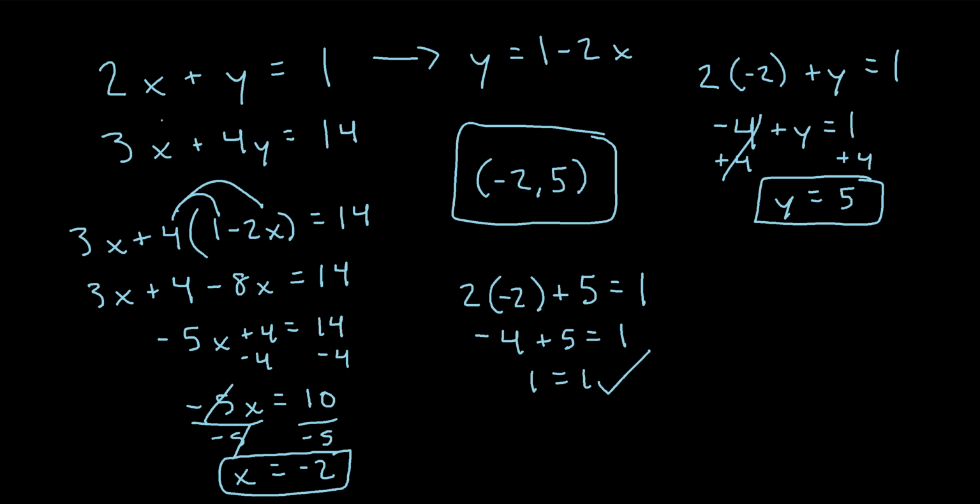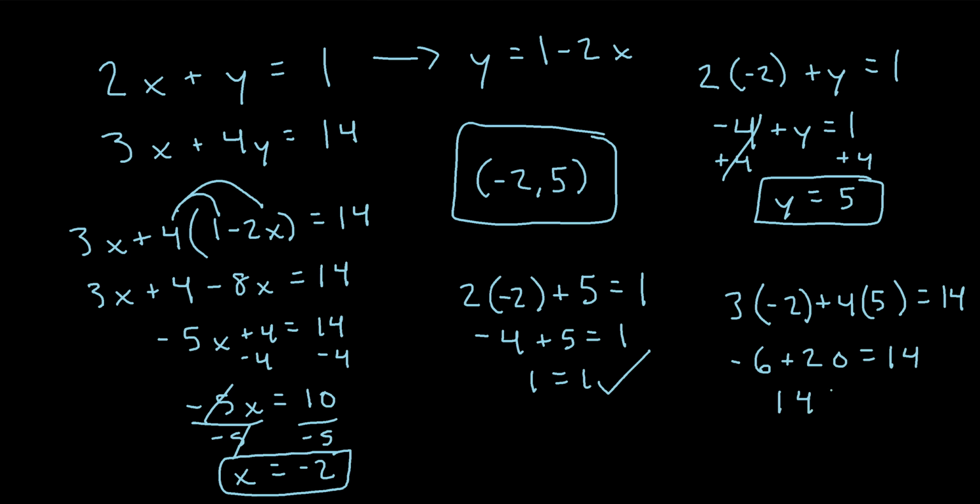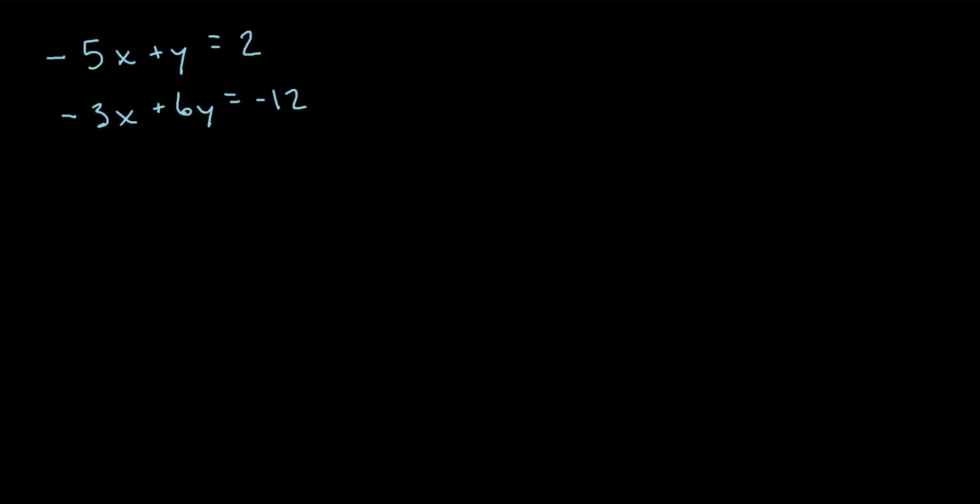And then if we want to double check our second equation, we can plug in x and y for that. So 3 times negative 2 plus 4 times, we said y was 5, is equal to 14. So let's see if this is true as well. 3 times negative 2, that's negative 6, plus 4 times 5 is 20. So negative 6 plus 20, that is 14, and that does equal 14. So that checks out as well. So our final answer is negative 2, comma 5.